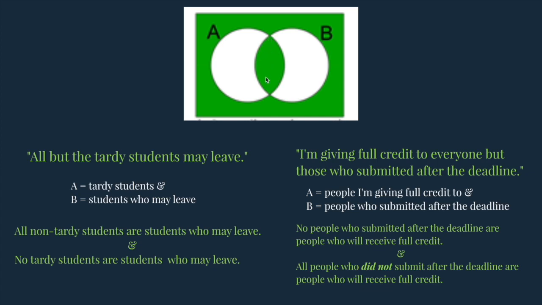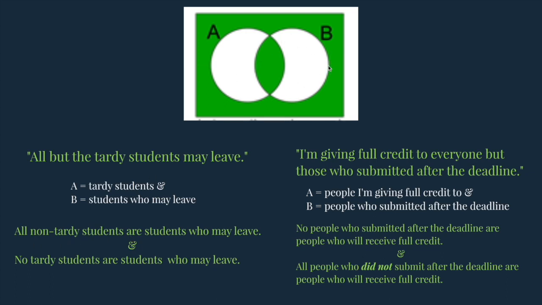So that's the E statement in this. No tardy students are students who may leave. And so I'll shade this out. But notice this other statement that I can translate out of all but the tardy students may leave is saying all of those who are non-tardy students are students who may leave. I'm talking about everybody who's outside of the tardy student circle when I say all non-tardy students.